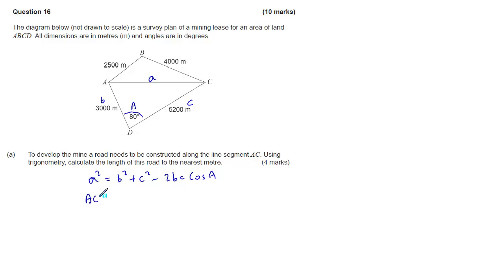So AC squared is going to be 3000 squared plus 5200 squared. Take away 2 times 3000 times 5200 times the cosine of 80 degrees.